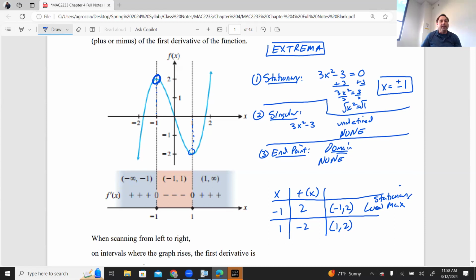Let's look at the other point. 1, -2. Again, that came from stationary. What do you have? Local min. So in this process, stationary singular endpoints, we found a local max and we found a local min.